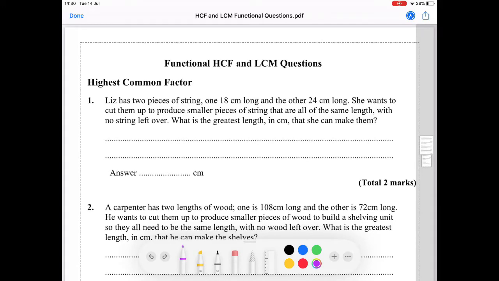Hello, so today we're going to be looking at problem solving using highest common factor and lowest common multiple. I'm going to start off with the highest common factor.